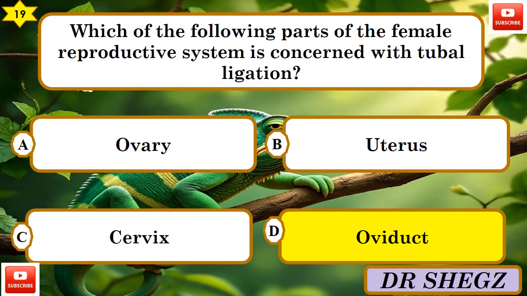The answer is the fallopian tubes, the oviduct. Tubal ligation, where the tubes are tied to prevent the woman getting pregnant. It's a method of birth control. So the answer is the oviduct.